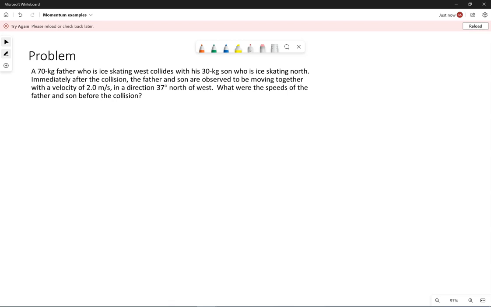All right, we have here another example of a collision. We have a father who is ice skating west. So I'm going to label this as dad instead of an F so we don't confuse that with final. Dad has a mass of 70 kilograms. I'm going to label this as V sub D for dad. He is ice skating west, collides with his 30 kilogram son.